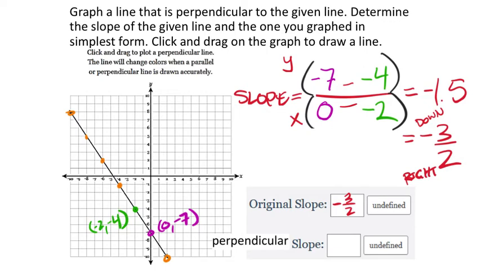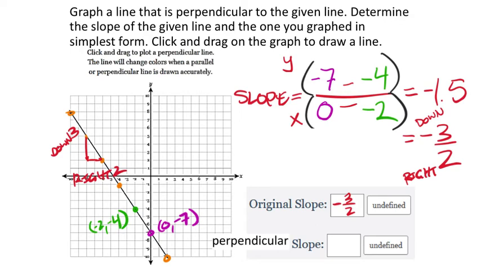Okay, and you can see that in the graph from any 2 points, like this 2 right here, you'd go down 3 and then to the right 2. If by chance you miss those 2, let's say you went down 6 and to the right 4, it still simplifies into down 3 to the right 2. Okay, but we want the perpendicular slope, right?